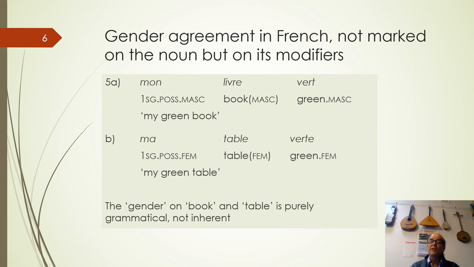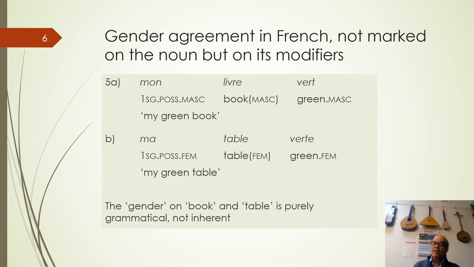So the word livre for a book and table for tables belong to different genders. Livre is masculine, table is feminine. There's nothing inherent about the gender of those words. There's nothing inherently masculine about books or feminine about tables. And the grammar doesn't show any difference on the noun itself. They both end in the letter E. So there's nothing that can show the different gender in the way that the ending in the Sanskrit word does show it.